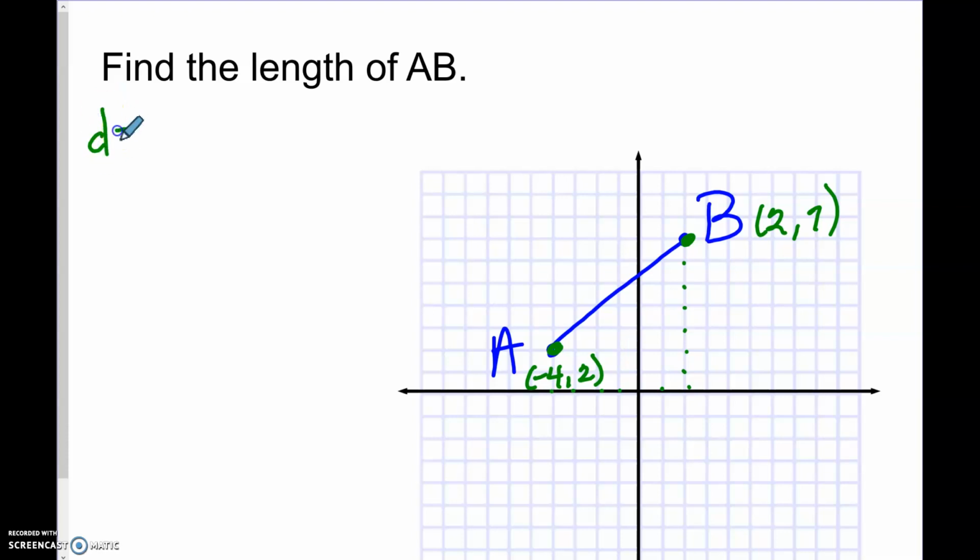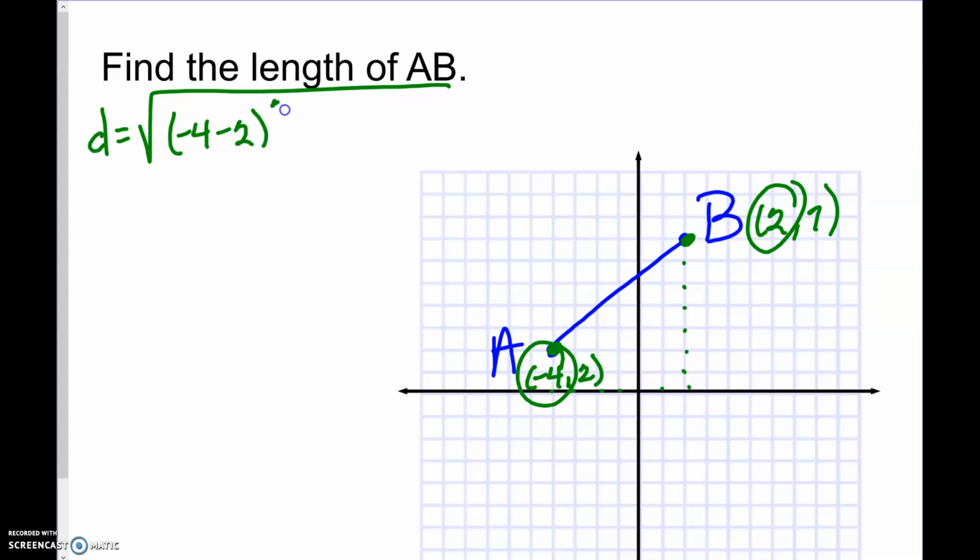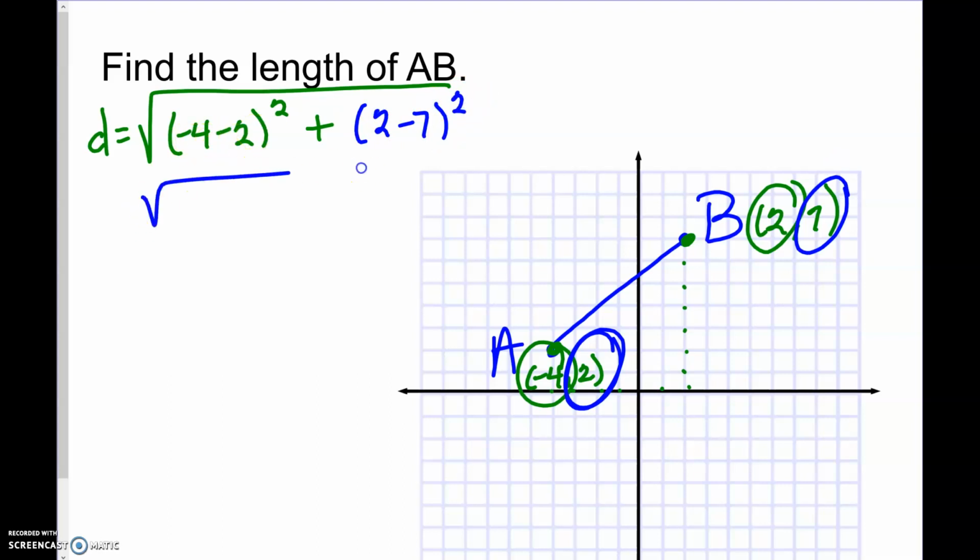Well, can we use this distance formula? So remember, I'm going to take the x values, x and x, and I'm going to subtract them. So negative 4 minus 2 quantity squared. Now I'm going to do the same thing with the y values. This is a 2 and that's a 7. So 2 minus 7 quantity squared. So negative 4 minus 2 is a negative 6.